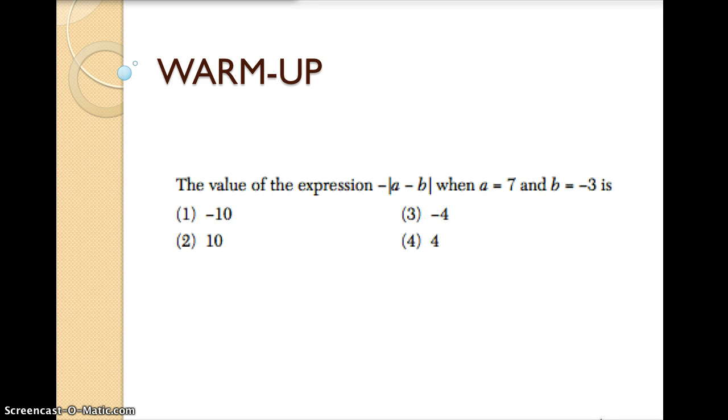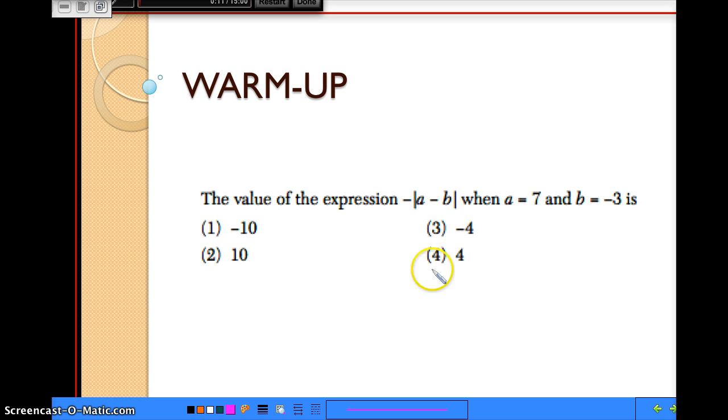It says the value of the expression negative absolute value of a minus b, when a is equal to 7 and b is equal to negative 3, is which one of the following. So we're going to go ahead and do a basic substitution. We're going to substitute 7.